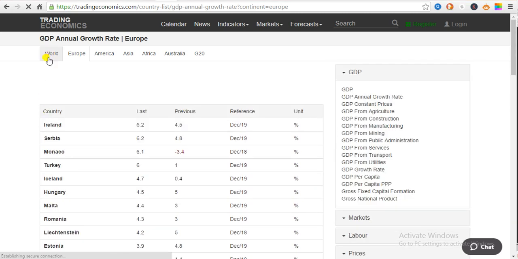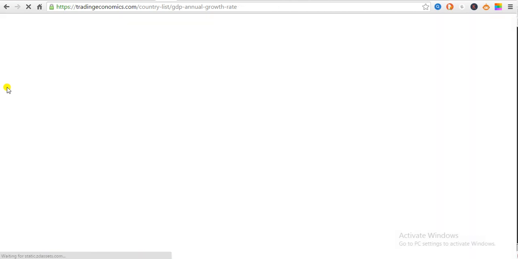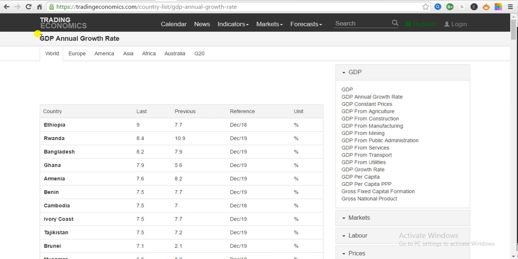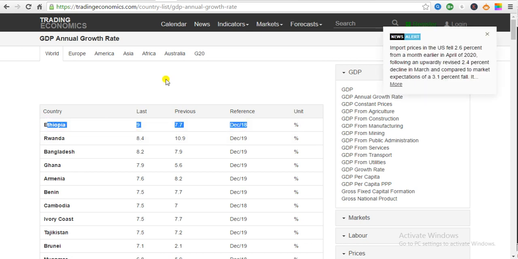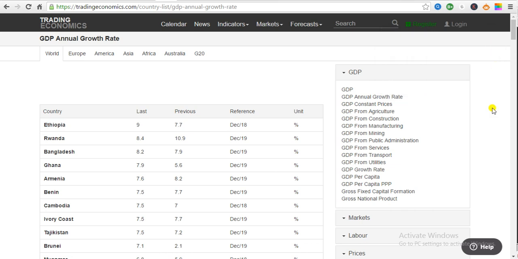But now we're going to take a look at the world and look at the GDP annual growth rates of the world. Off the bat, we see number one on the list is Ethiopia. This is the fastest growing economy, but this is for 2018. Let's look for 2019 because we're in 2020. Since this is a little bit outdated, we're just going to put this aside. But the last number it showed us was that Ethiopia was growing quickly, so we're going to see if it maintains this growth at around 9% for 2019.